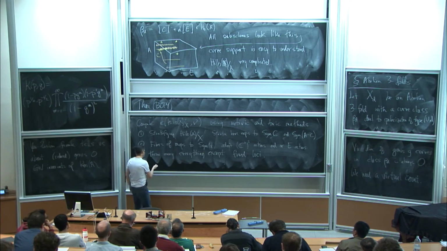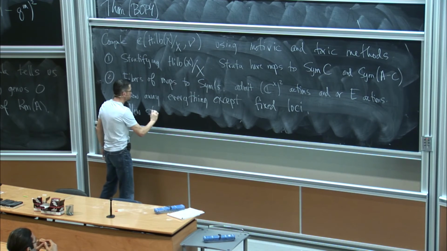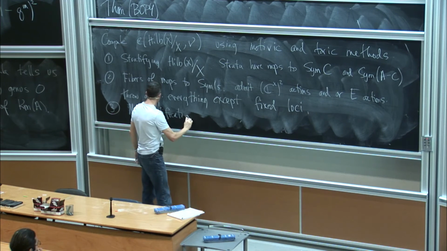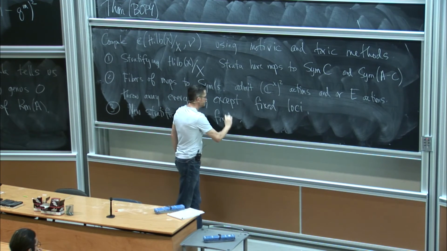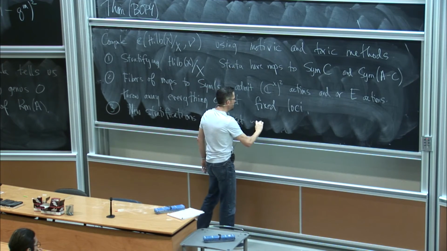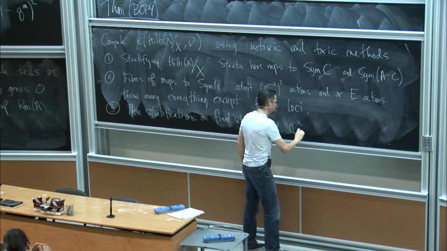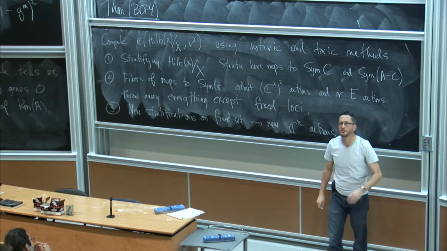So now re-stratify, or find new stratifications on the fixed set, and those get new C star actions. And again, these are also parameterized by symmetric products.